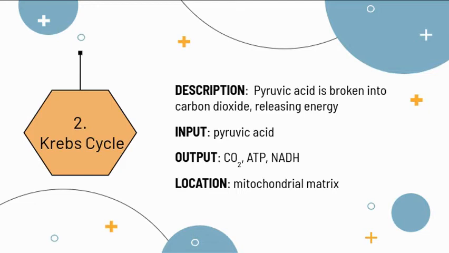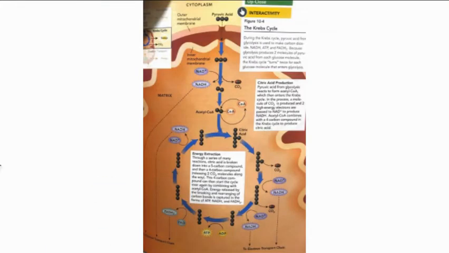Because citric acid is the first compound created during this stage, we sometimes call the Krebs cycle the citric acid cycle. So let's dive deep into our Krebs cycle. The Krebs cycle, which you can see on page 317 in your textbook, and I highly recommend that you follow along in your textbook, begins with our pyruvic acid up top. This pyruvic acid is produced by glycolysis, and it passes through the 2 membranes of the mitochondrion and into the mitochondrial matrix. Remember that the matrix is the innermost compartment of our mitochondrion.